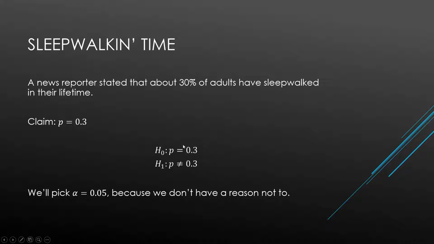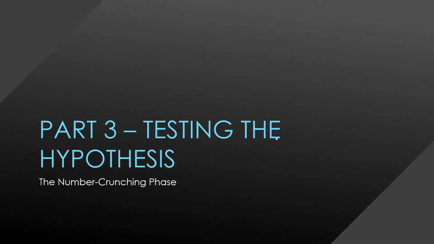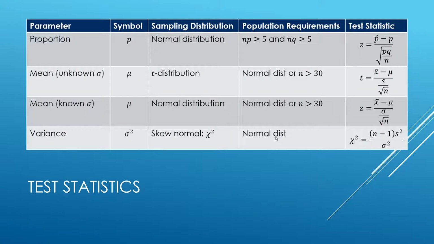Our focal point is the 30% proportion. So our alternate hypothesis, the one we're going to use to test against our null, is not equal to 30%. We picked the significance level because we didn't have a reason to pick anything else. We chose 5%, 0.05. And we'll see how that comes back to bite us or not when we get towards the end of this. But before we do that, we have to test our hypothesis.